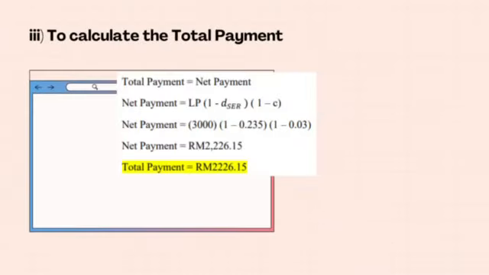Number 3 is to calculate the total payment. We use the total payment formula, which is total payment equals net payment. So net payment equals list price times (1 minus d_SER) times (1 minus c). So we put in the values. We will get net payment equals RM2,226.15, which equals the total payment.